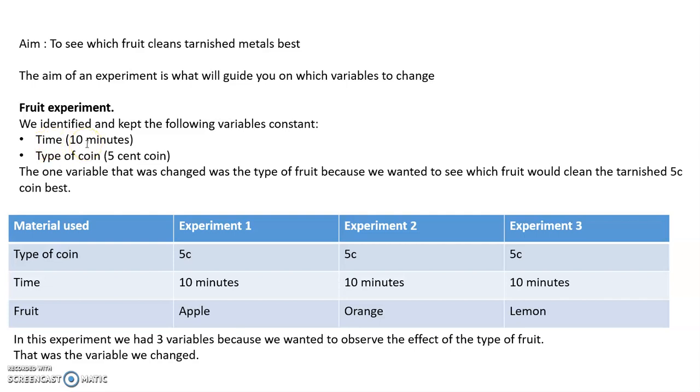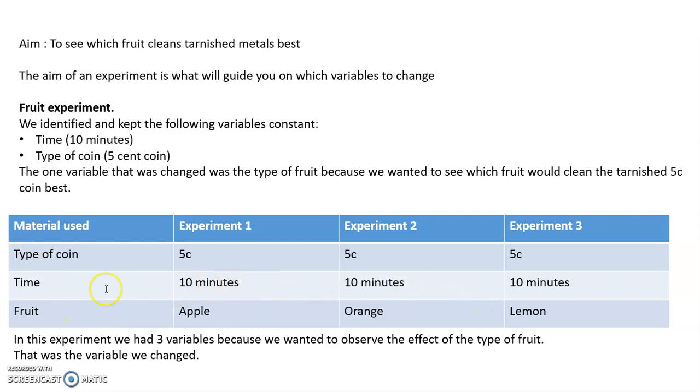When we did that experiment, we said at the beginning that we're going to put our 5-cent coins into our fruit for 10 minutes. And we did that for all the fruit. We did not just do it for one and not the other. So we put our coins in and we timed. And we made sure that every 5-cent coin was in the fruit for 10 minutes. So we kept that time constant.